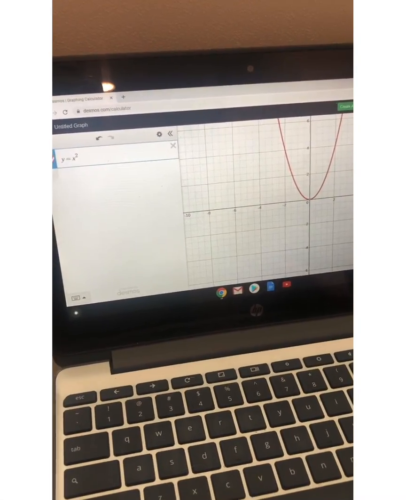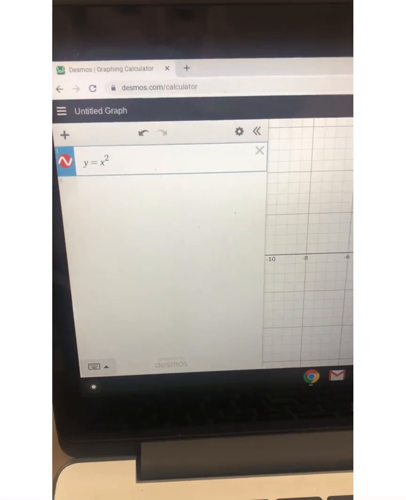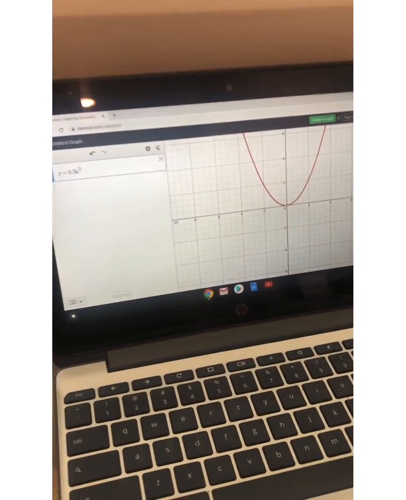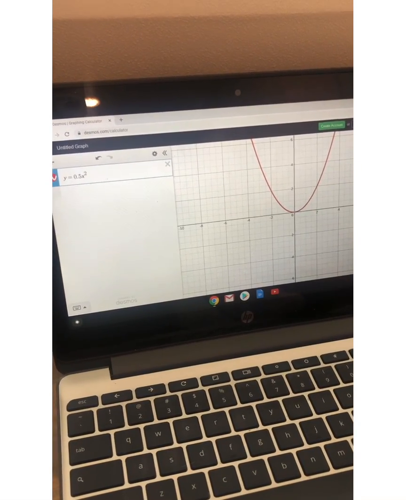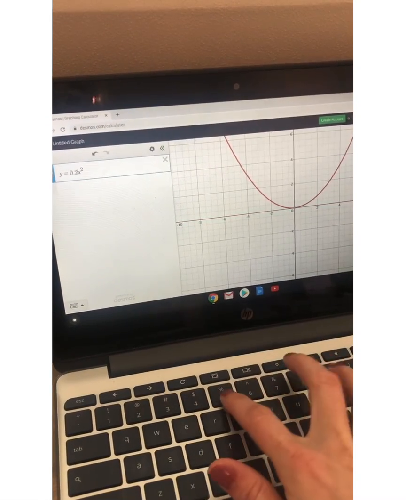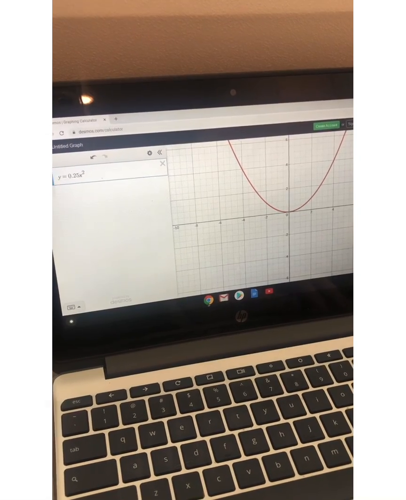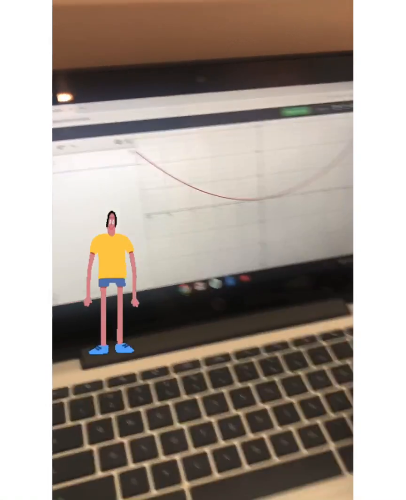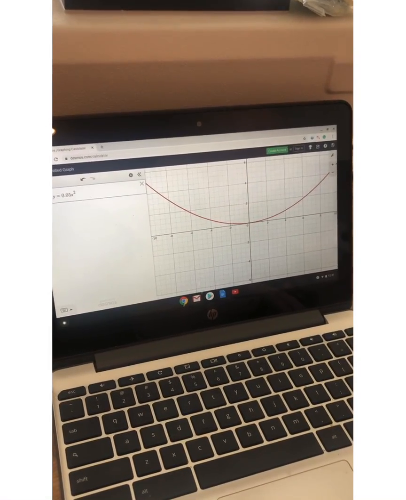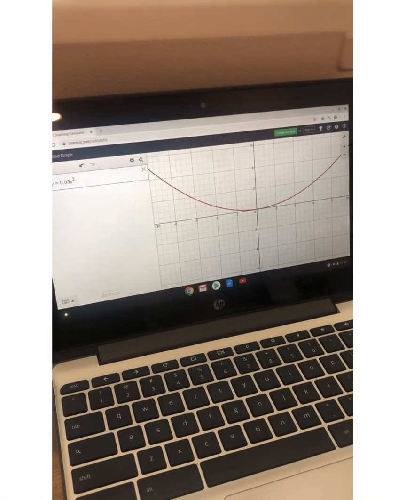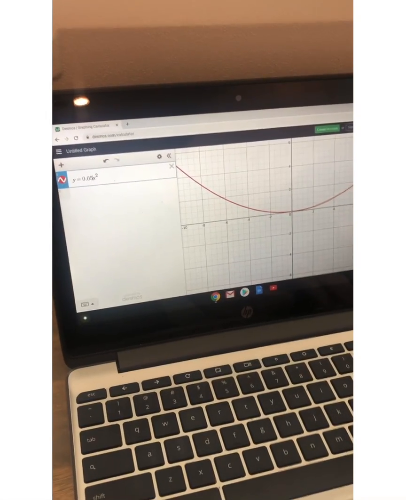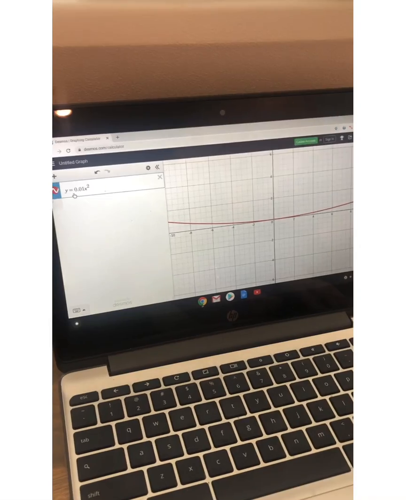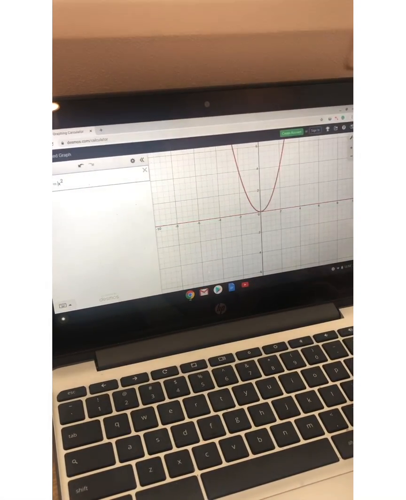There's the standard one. And then let's do 0.5, less than 1. It gets a little wider. So let's try 0.25, a little wider. And then even if I do 0.05, it gets super wide. That's actually called compressed. It's getting flatter. So the closer you get to 0, the flatter it's going to be. And then that's just what it looks like normally.